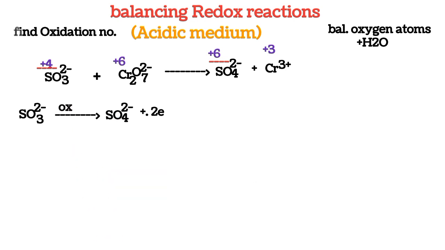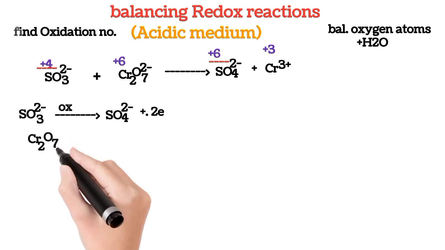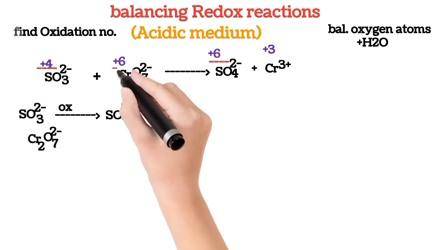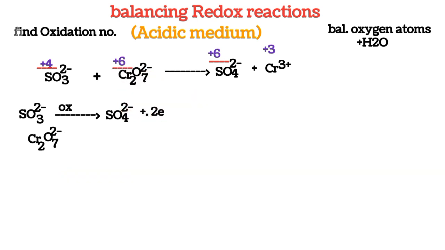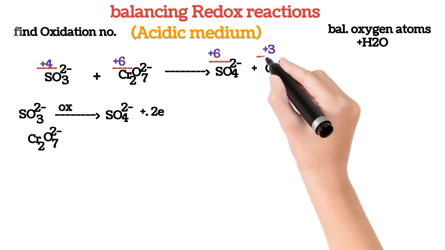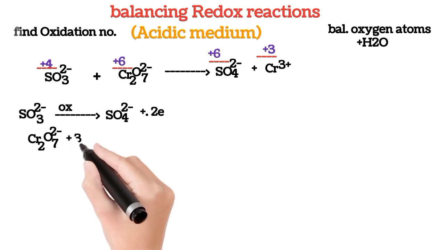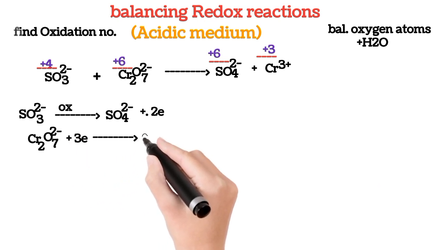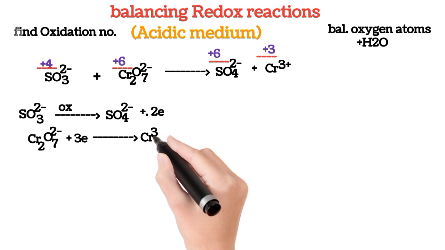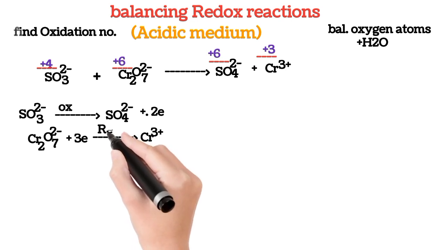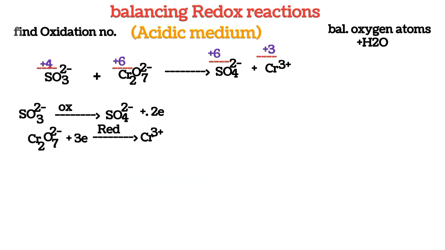Now chromium on the reactant side has plus 6 as oxidation number, and it has changed to plus 3 on the product side. That means it has gained 3 electrons, a decrease in oxidation number. It has gained 3 electrons, leading to a decrease in oxidation number. And this is going to be the reduction process. Remember, increase in oxidation number is oxidation, while decrease in oxidation number is reduction.